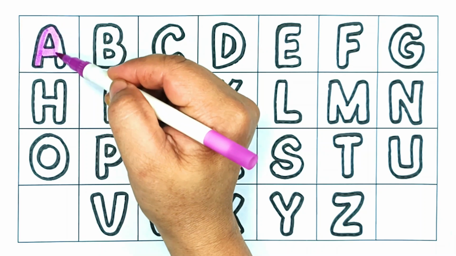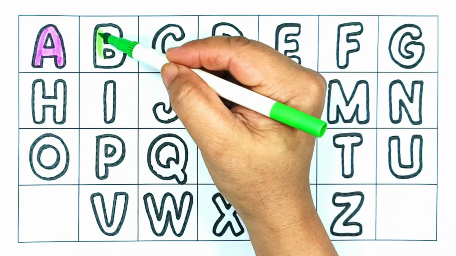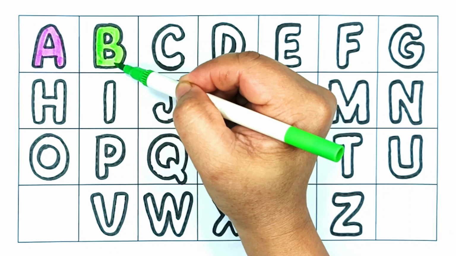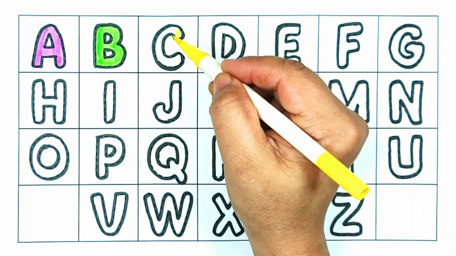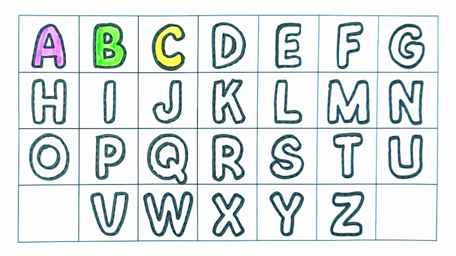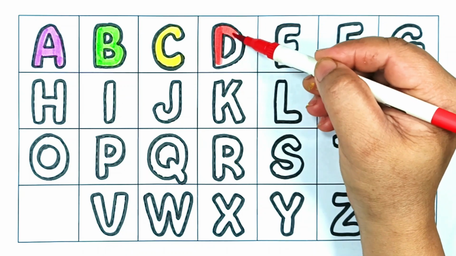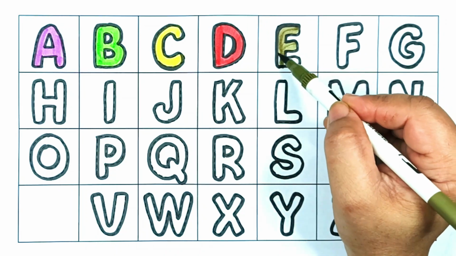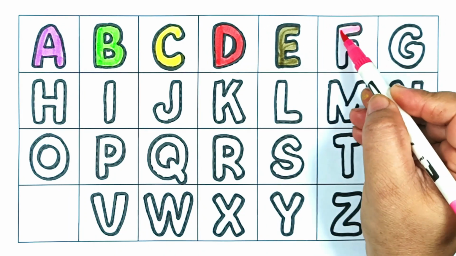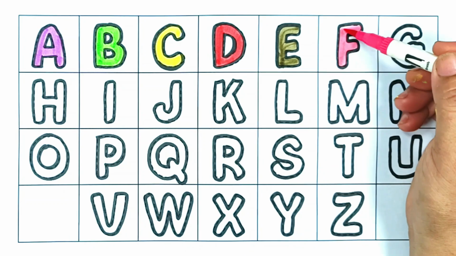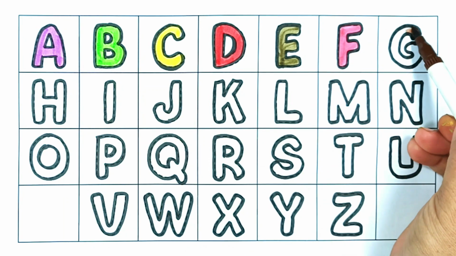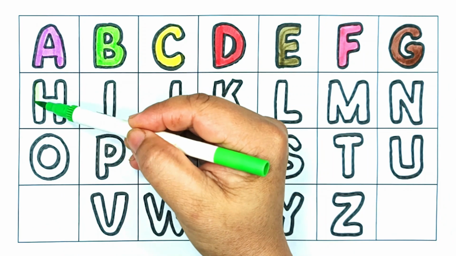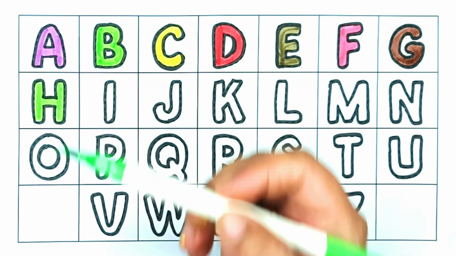A for apple, A for apple. B for ball, B for ball. C for cat, C for cat. D for doll, D for doll. E for egg, E for egg. F for frog, F for frog. G for glass, G for glass. H for hat, H for hat.